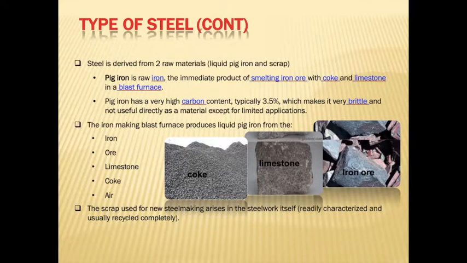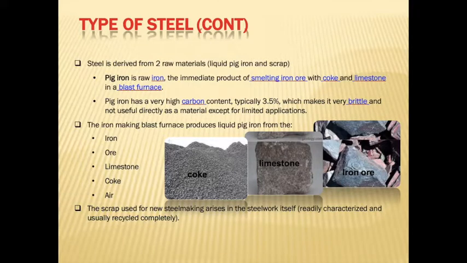So now is the type of steel. Steel can be derived from two raw materials, which are the liquid pig iron and also scrap. Pig iron is raw iron, which is the immediate product of smelting iron ore with coke and limestone in a blast furnace. Pig iron has a very high carbon content, typically 3.5%, which makes it very brittle and not used directly as a material except for limited applications.